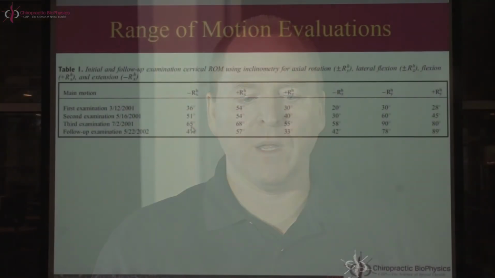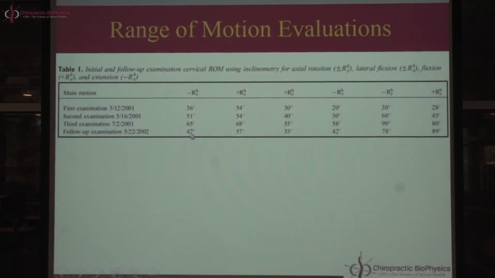Look at the extension, 36 degrees, 51, 65. Long-term follow-up, we've lost a little bit of that. Flexion, 54, 54, 50, 68, and then back down to 57. Lateral flexion to the right. 30 degrees, 40 degrees, 55, lost a bit of that. Lateral flexion to the left. This one was more significantly impaired. 20 degrees to 30 to 58 to 42.